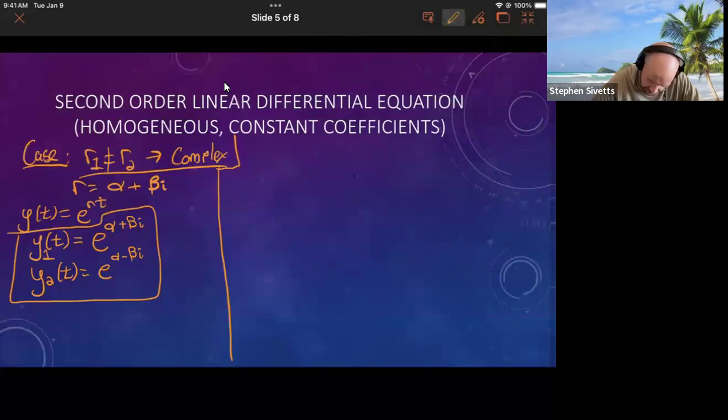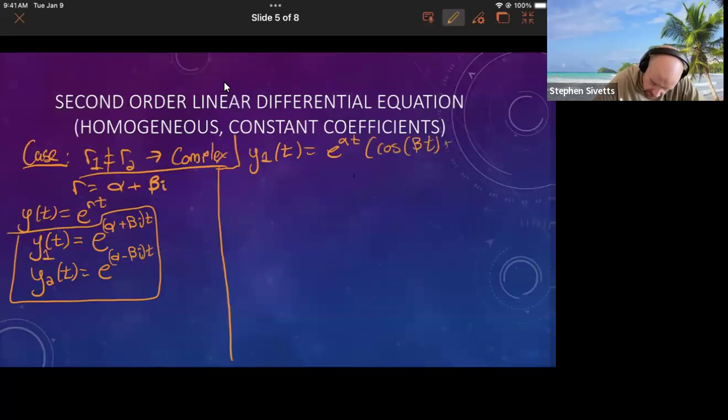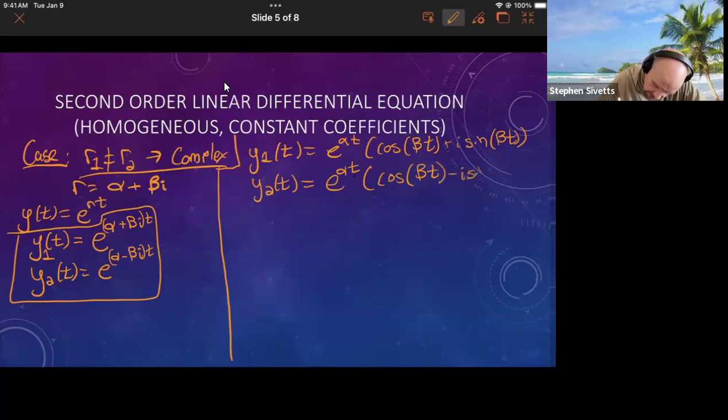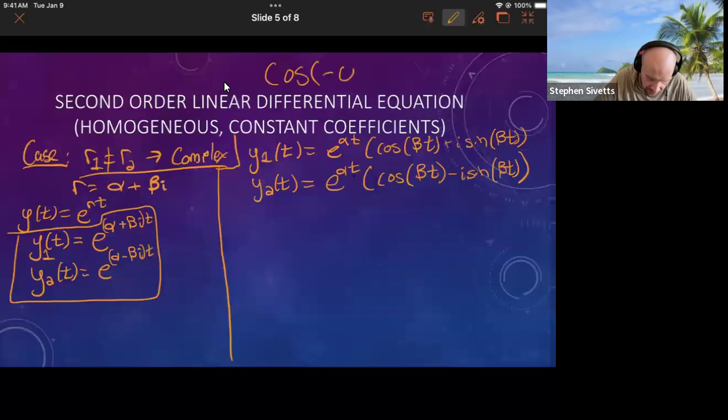So we can express y1 of t as e to the alpha t times cosine of beta t plus i times sine of beta t. And then y2 of t is equal to e raised to the alpha t times cosine of beta t minus i times sine of beta t. Cosine is even, so cosine of minus theta equals cosine of theta, right? There's no sign change for cosine. So this is a valid solution set, right?